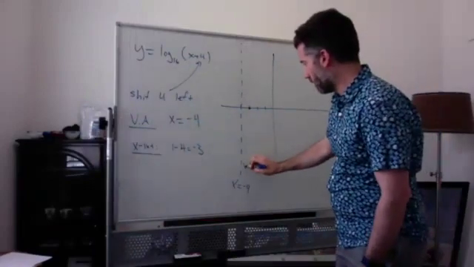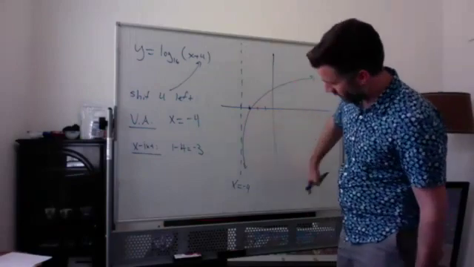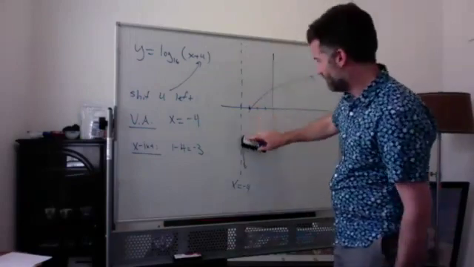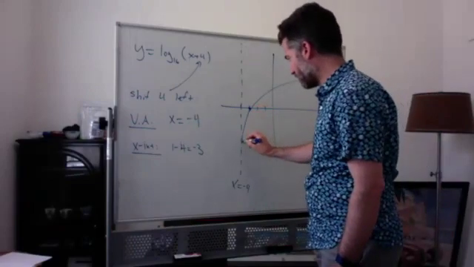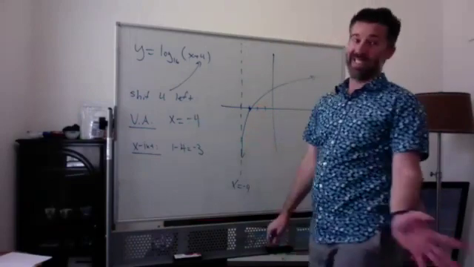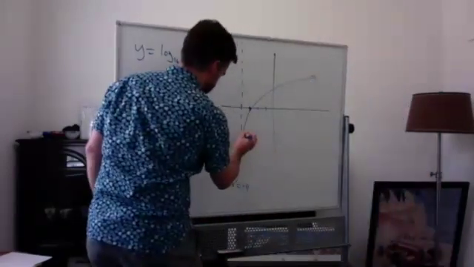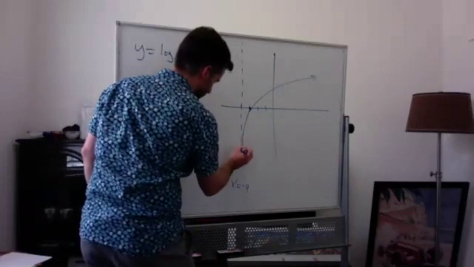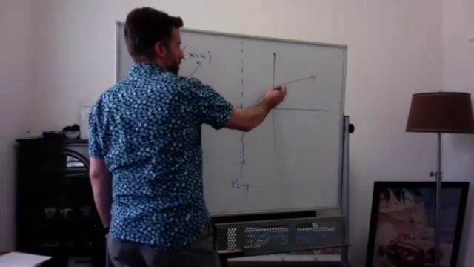And here is my, ooh, that's not my best. This shouldn't curve back like that. It should just look like it's getting closer and closer to my vertical asymptote. Not my best. I've drawn better. There, that looks better.